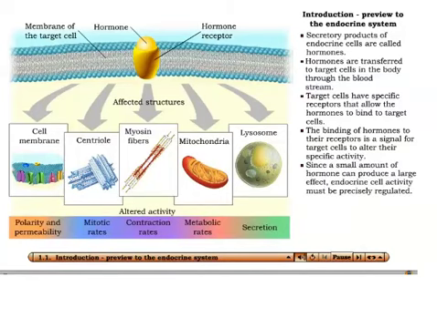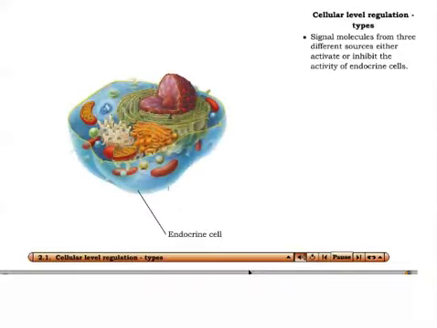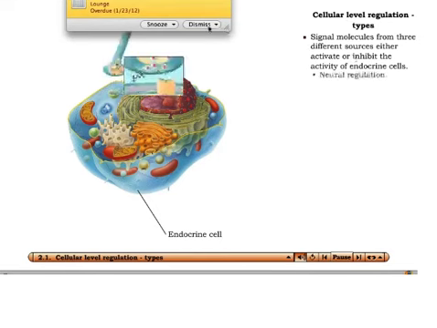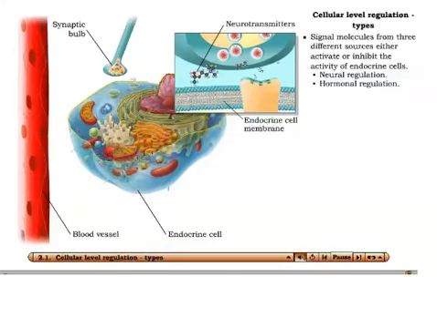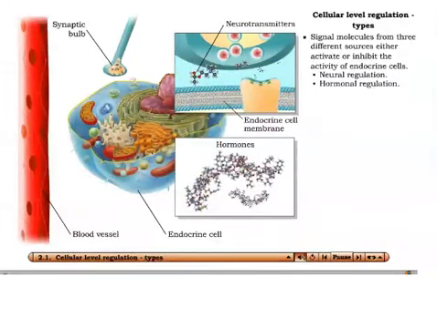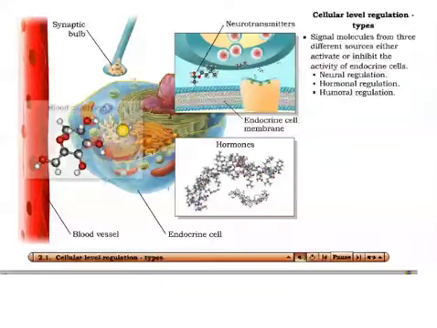Endocrine cells must be precisely regulated because just a small amount of hormone can produce a large effect. Endocrine cells respond to signal molecules. An activation or inhibition of the cell's activity results. Signal molecules can come from three sources. These sources of regulation include neural regulation, hormonal regulation, and humoral regulation.